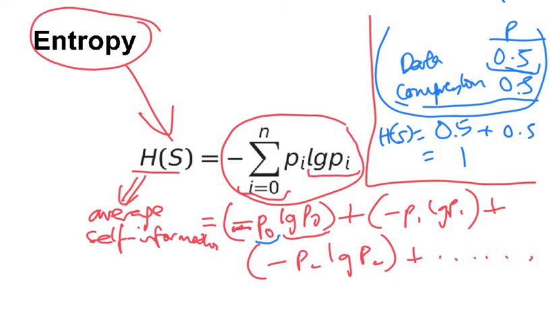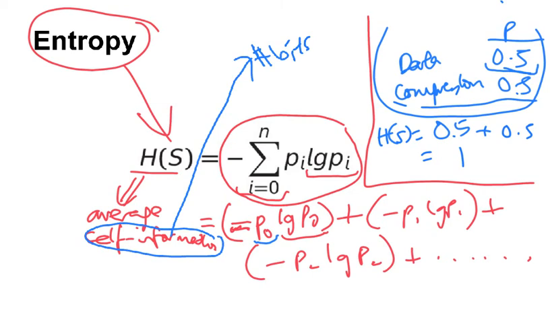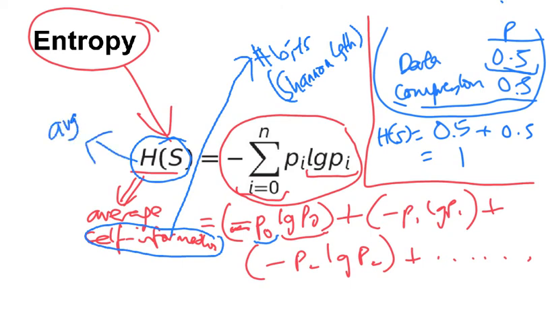We have seen before that self-information is related to the number of bits, or what they call the Shannon length. So if self-information is related to Shannon length, now it means that entropy is related to the average number of bits. Can you see this? Average number of bits.